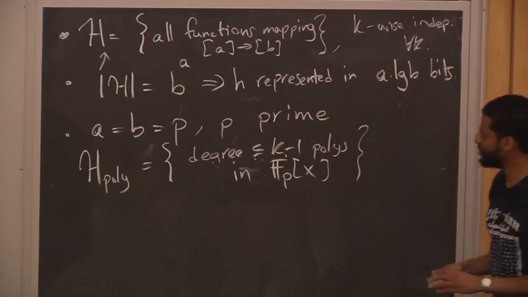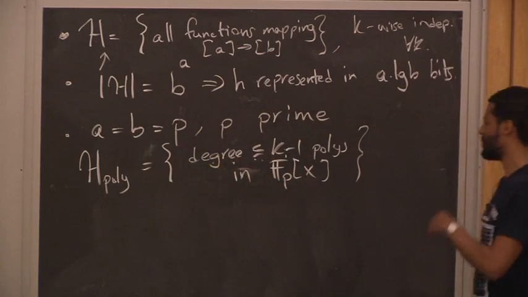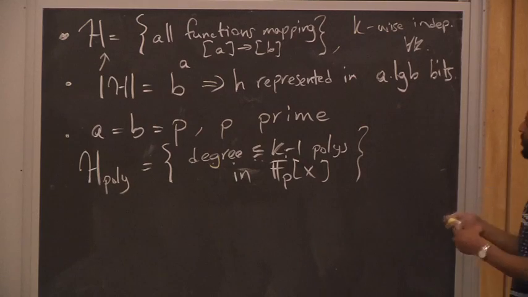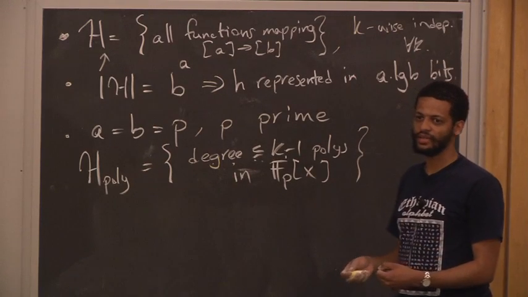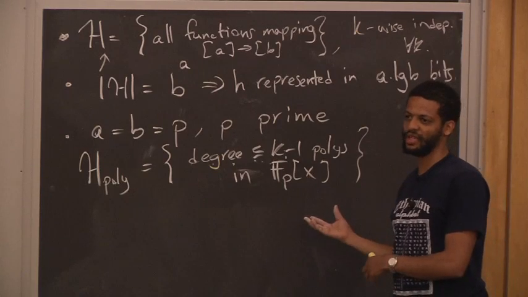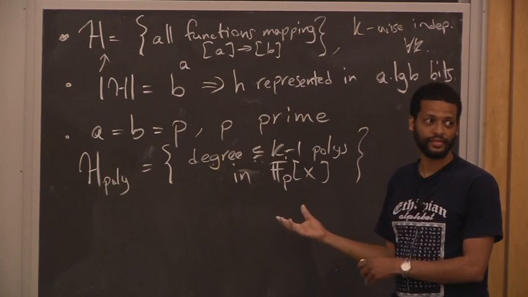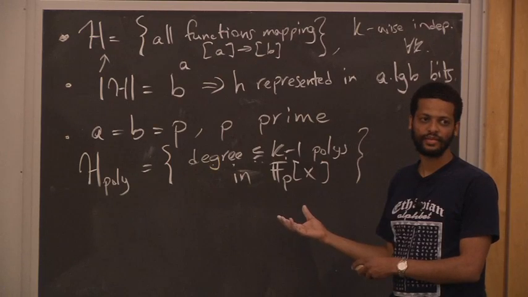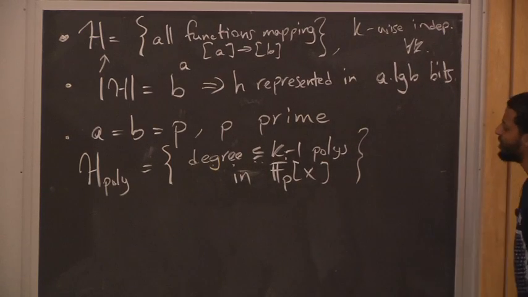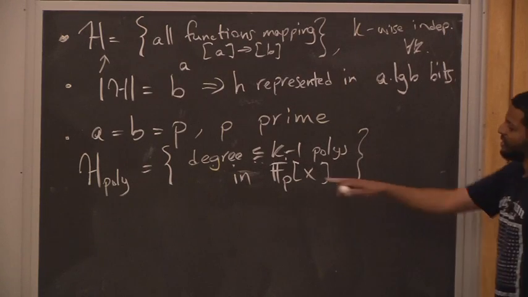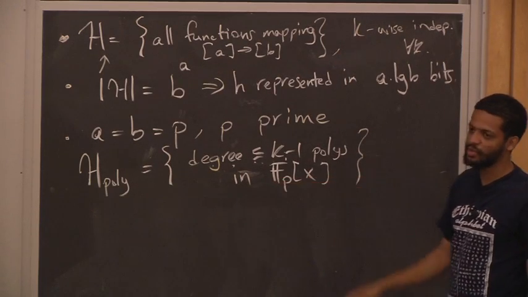And how do you actually evaluate the hash function on an input? You evaluate the polynomial mod p. Okay. So now, what's the size of H poly?